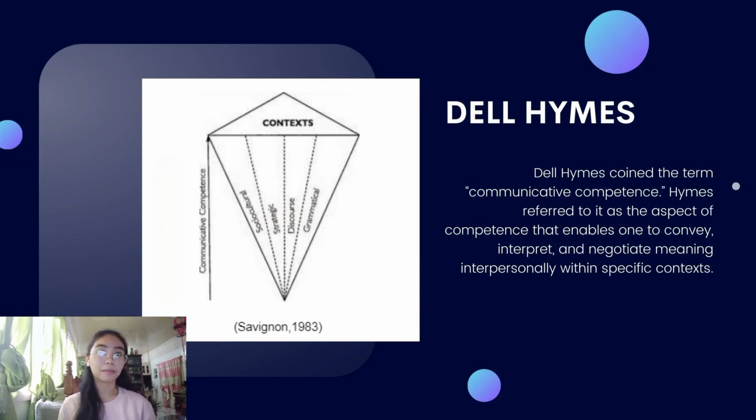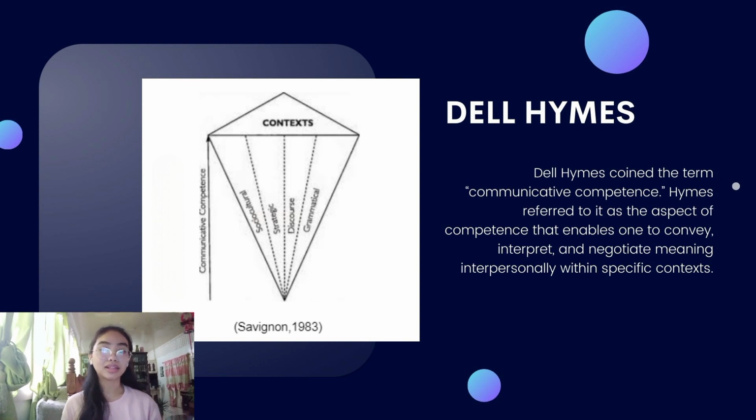However, his idea was rather too idealistic for some linguists. Thus came Dell Hymes, who coined the term communicative competence. Hymes referred to it as the aspect of competence that enables one to convey, interpret, and negotiate meaning interpersonally within a specific context, and it was divided into 4 components.